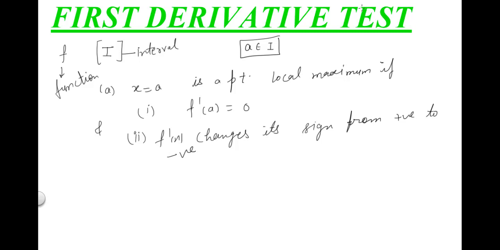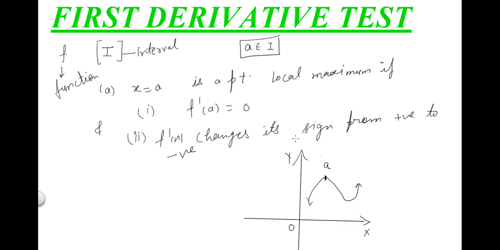Just to see here, if I draw a rough graph for you, like this. Let this be x, let this be y, this is our origin. Now suppose this is the curve, and we are checking at this point. This is our point A.